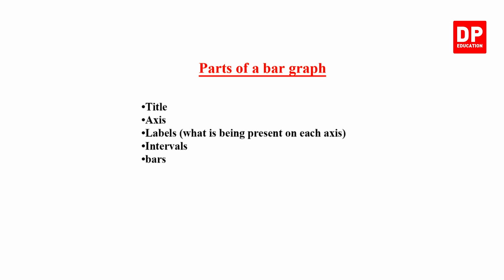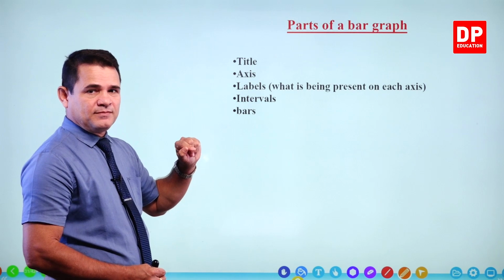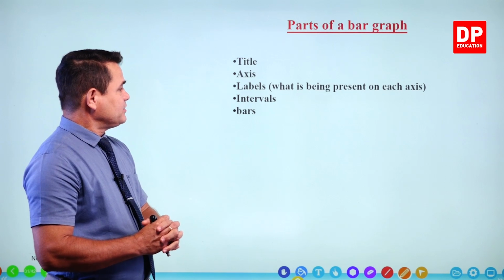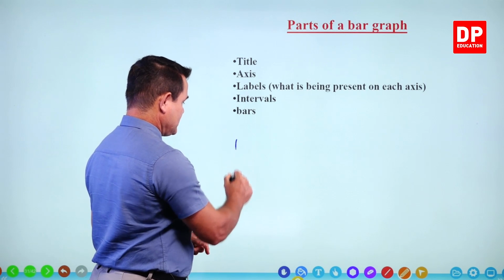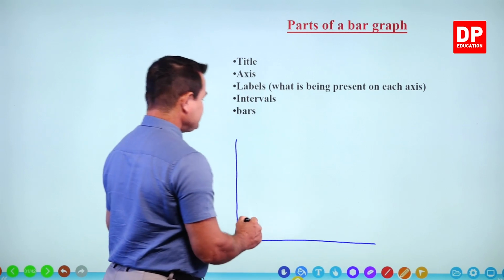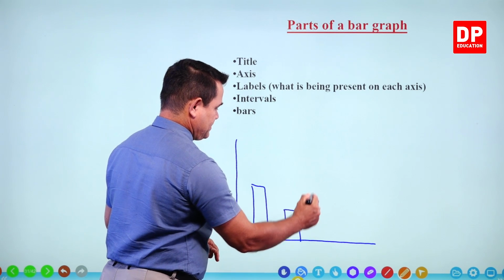Parts of a bar graph. What are they? Title. Normally when you get a bar graph like this, we'll say this is just an example.